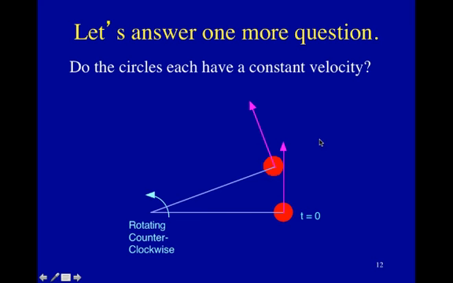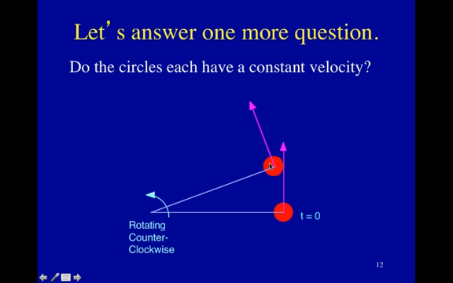So there's one last question to answer before we move on. Do the circles each have constant velocity? So we had the blue and the green circle. Did they have constant velocity? Well, it's kind of a tricky question because they had constant speed. The green ball was going 25 meters per second around in its circular path, and the blue ball was going 50 meters per second around in a circular path. But those were speeds. Now we're talking about velocity, and velocity also includes direction.